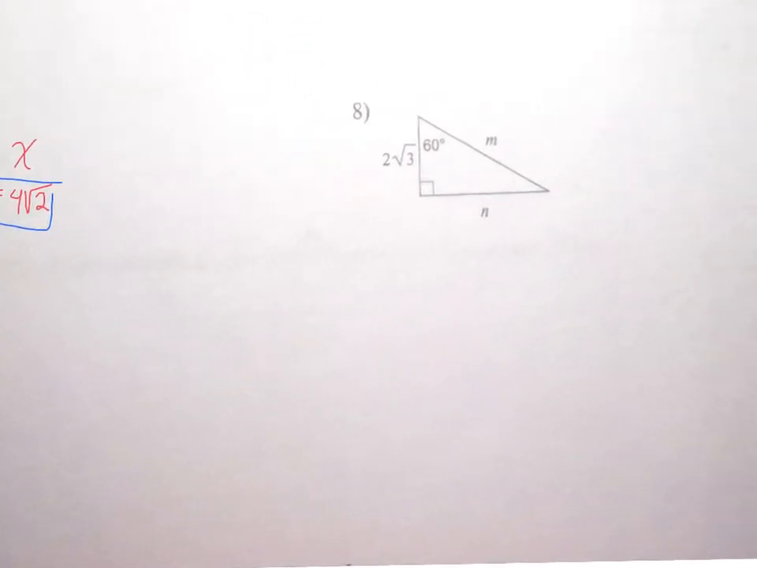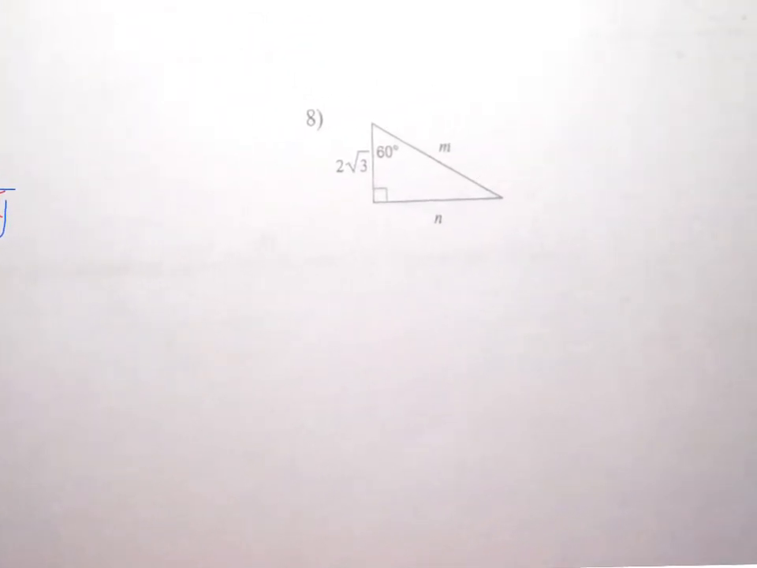In pattern number 8, I have a 30, 60, 90. So let me first put the rule. Across from the 30, I always do that, okay? Is x, the long leg is x square root of 3, and the hypotenuse is 2x. So they're giving me the x. Therefore, the long leg must be x, which is 2 square root of 3, times the square root of 3, because that's part of the pattern.